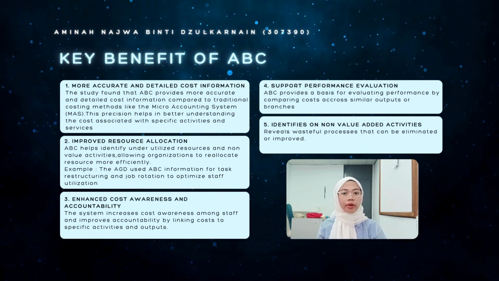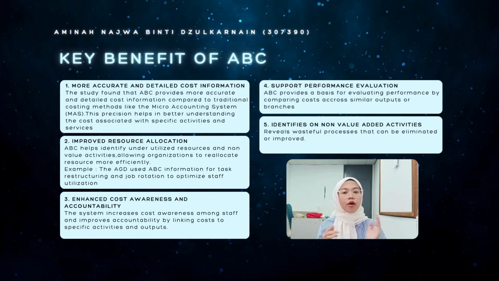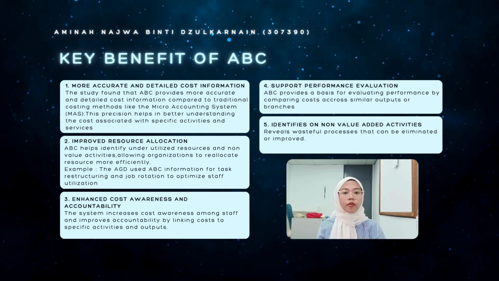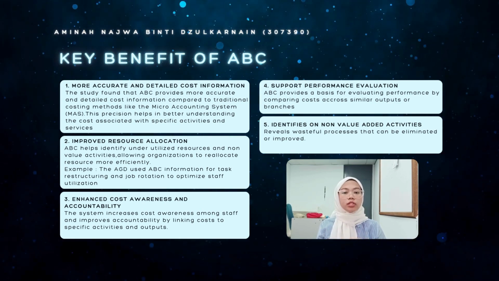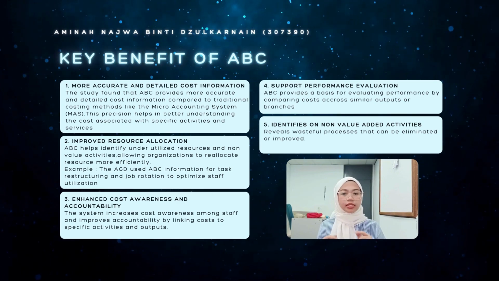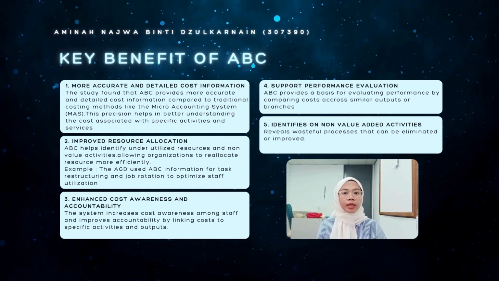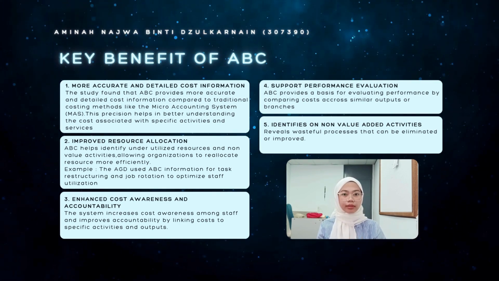ABC also supports performance evaluations by tracking cost per activity. Organizations can benchmark different units or services. For instance, the AGD used ABC data to assess which branches delivered similar services at lower cost, while this wasn't yet tied to formal rewards. It provides a foundation for future performance-based management.